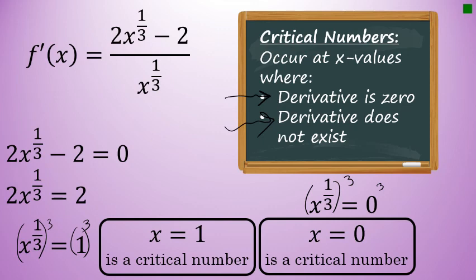Therefore, our original function has two critical numbers, x equals 1, the value that made the derivative equal to 0, and x equals 0, a value in which the derivative does not exist.